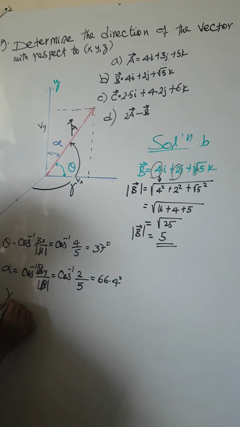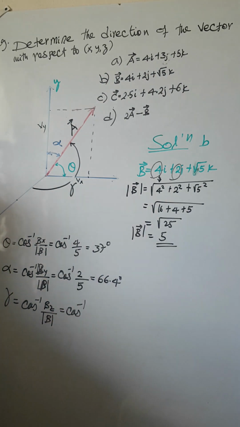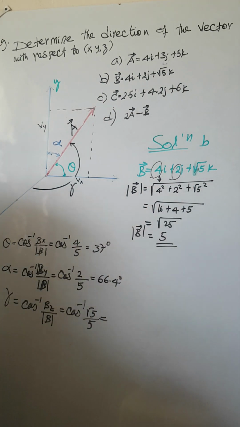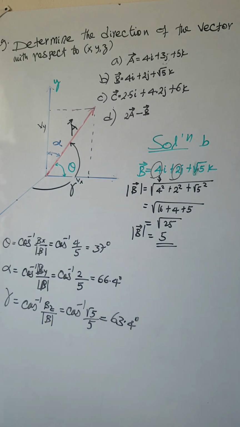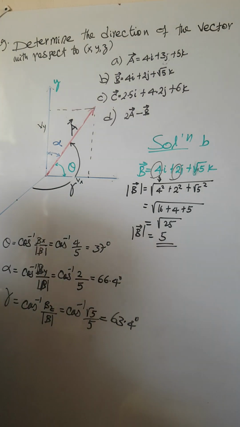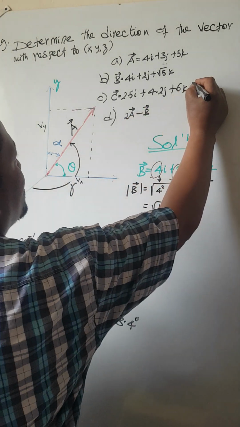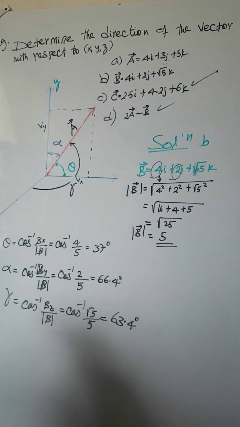Now here we have gamma, which is equal to cos inverse of B along z divided by B. Here we have root 5 divided by 5. This is equal to 63.4 degrees. So I hope it's becoming easier to deal with these questions. So I left this for you as an assignment, and let's see number D together.